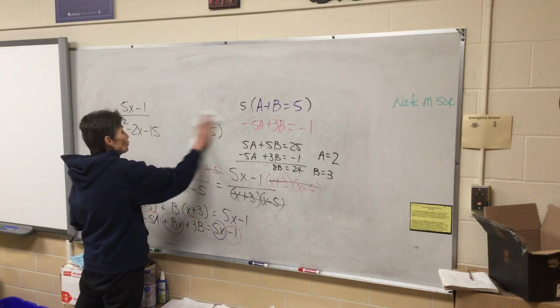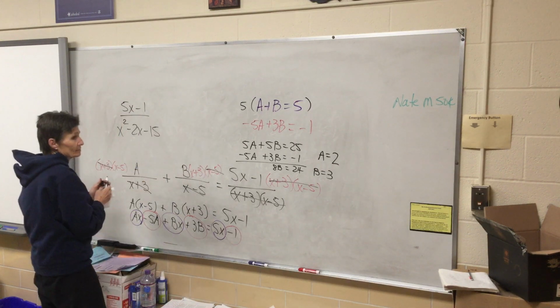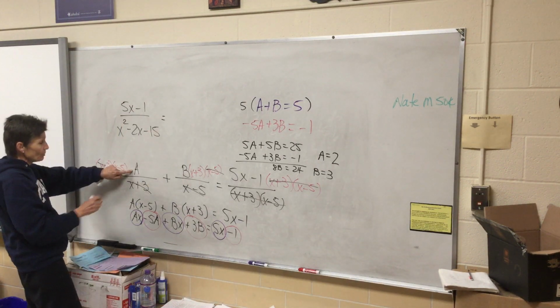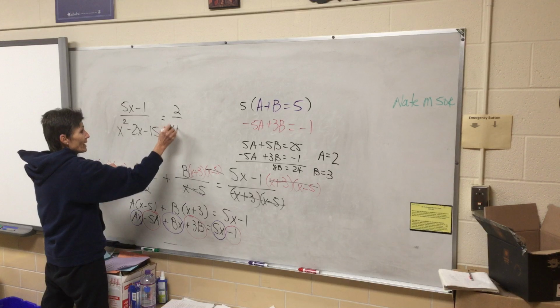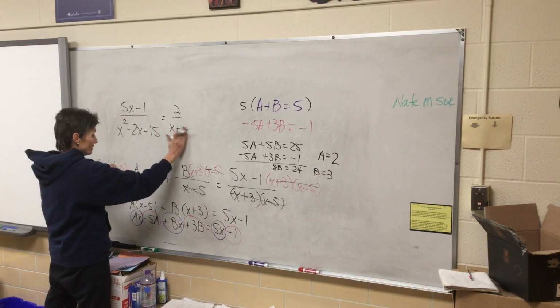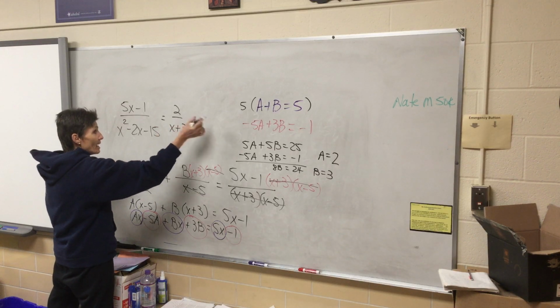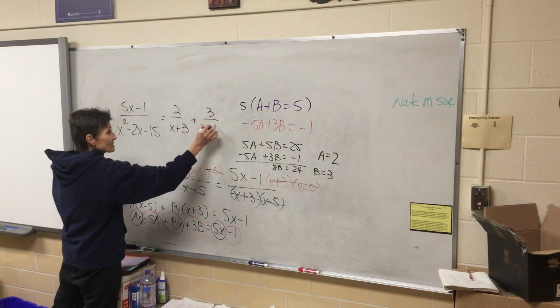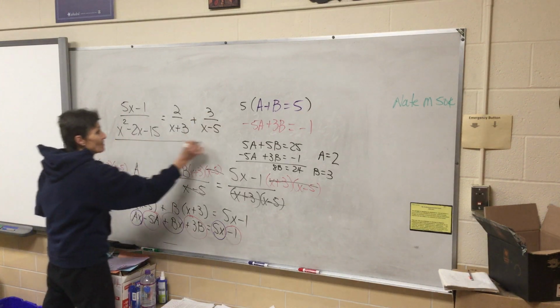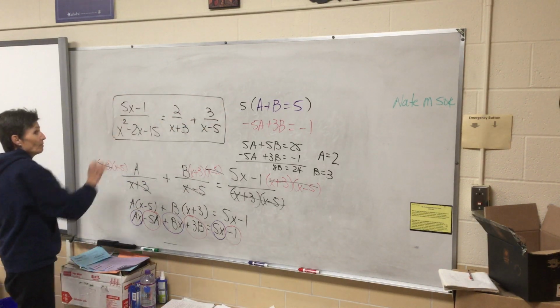So my partial fractions: A is 2. So 2 over x plus 3 and 3 over x minus 5. And that is the answer to the problem.